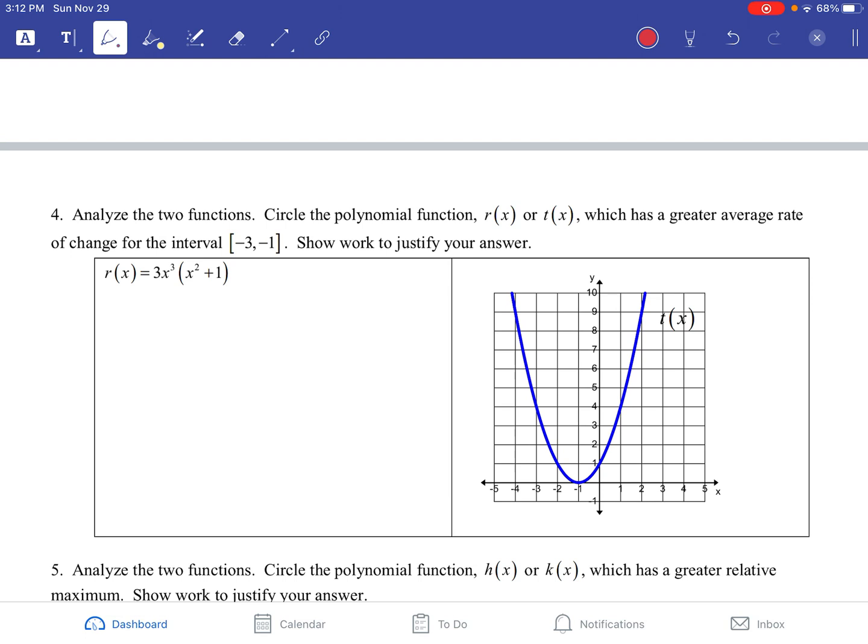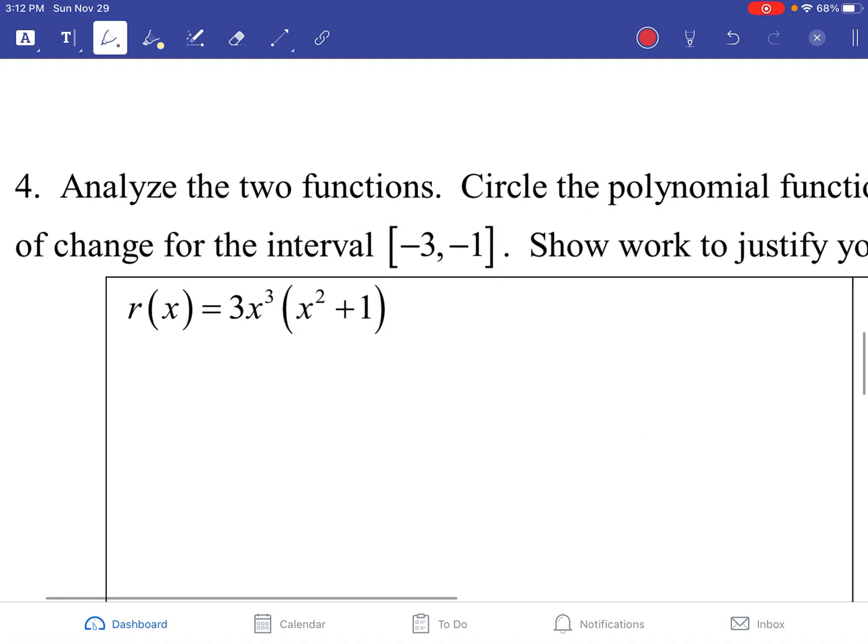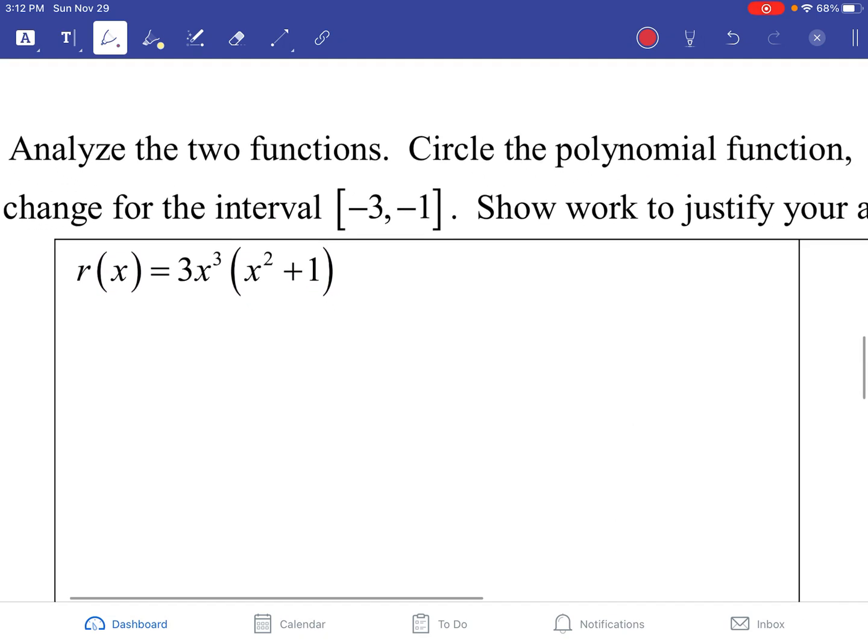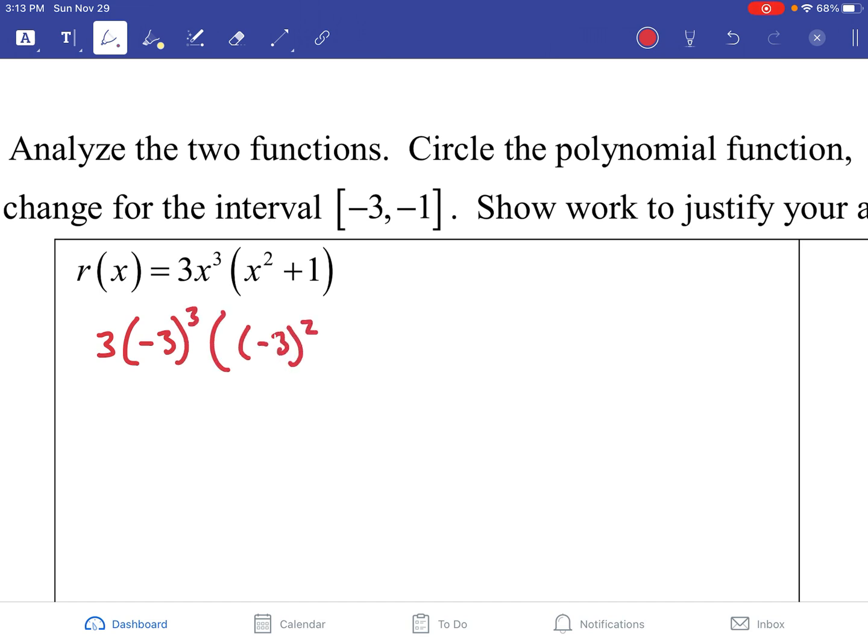So we have circle the polynomial. We have r of x and t of x, which has a greater average rate of change for the interval of -3 to -1. So just like the one in number 2, we're going to find the average rate of change by putting these values in for the x terms. So we have 3 times -3 cubed and -3 squared plus 1. Again, it's really important that you put these values in parentheses when you plug them into the equation.